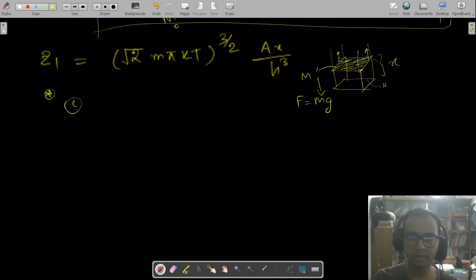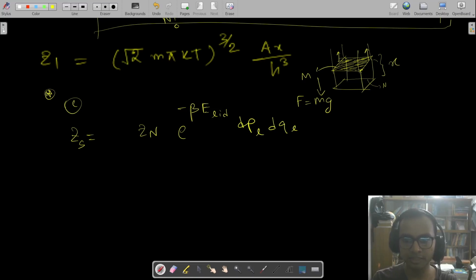So that's quite simple. The system's total partition function is Zn times e to the power minus beta times the energy of the lid, where this is the momentum of the lid and the position of the lid. And this integral is run over these two variables, and the smallest possible phase space volume is h, so divide by that.